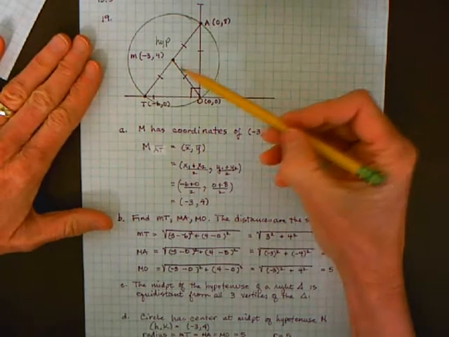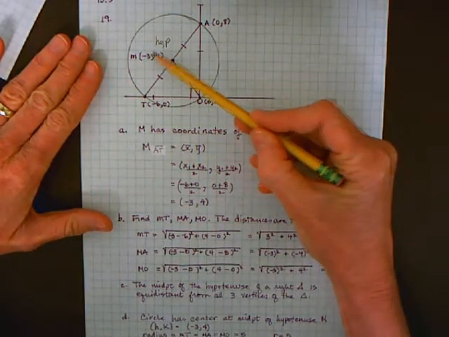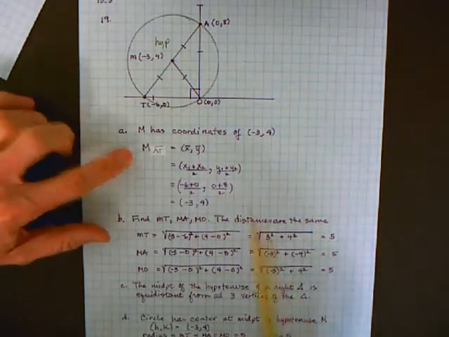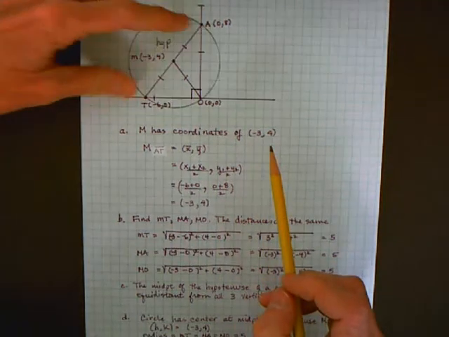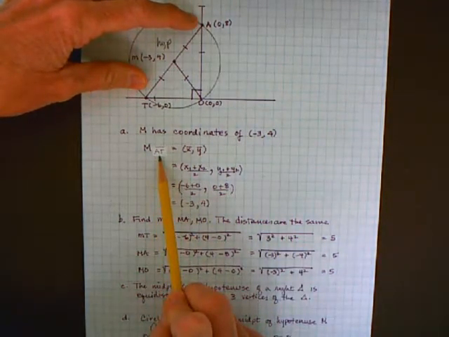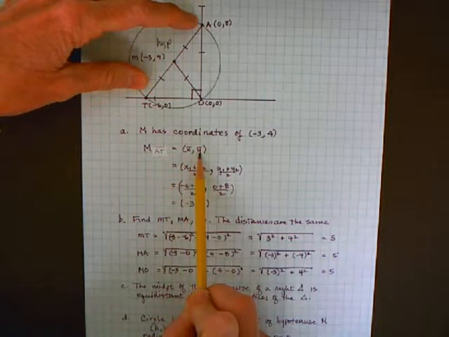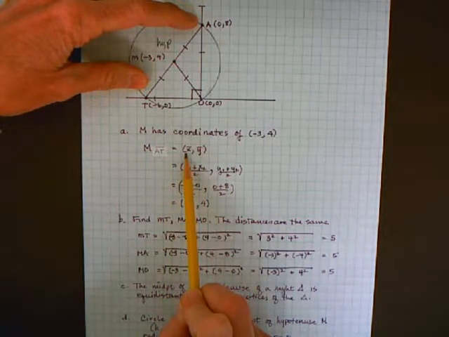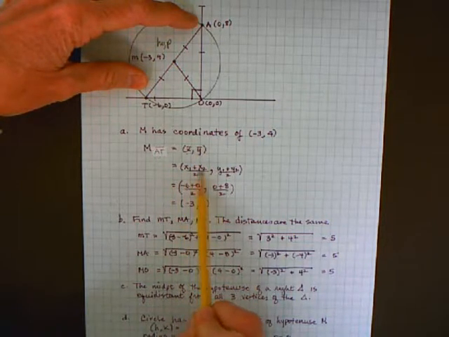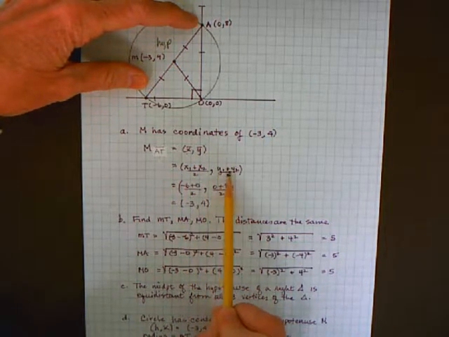Now, because I graphed it carefully, I could just read it. But let's pretend that I didn't graph it carefully and I needed to find the midpoint, okay? So here are my endpoints A and T. So the midpoint of segment AT is x bar, y bar. Remember, x bar is the average of the x's, y bar is the average of the y's: x1 plus x2 over 2, comma, y1 plus y2 over 2.